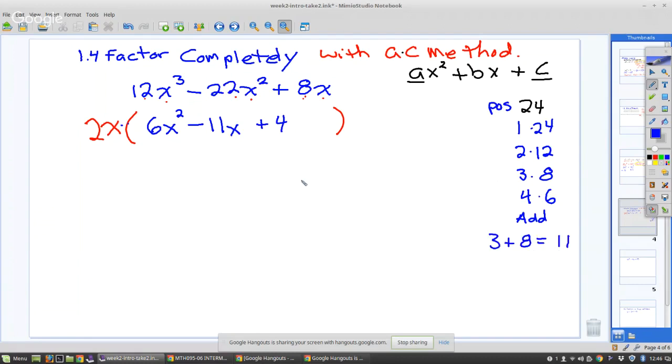However, I don't want just an 11, I want a negative 11. So that means these should both be negative to give me a negative 11. Double checking, if you take negative 3 times negative 8, negative times a negative is a positive 24. So it still works out.